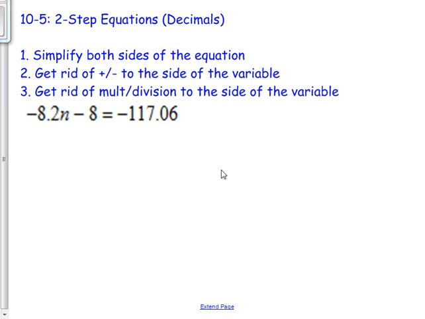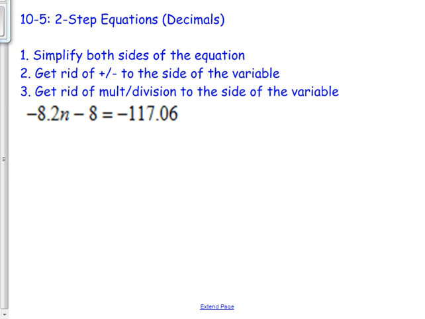So in today's lesson, we're going to be working with two-step equations, including decimals. So again, step one, simplify both sides of the equation. Then we're going to do order of operations backwards. So get rid of addition, subtraction to the side of the variable. Then get rid of multiplication, division to the side of the variable. Then if we continue this list, we would get rid of any exponents to the side of the variable, and then any parentheses to the side of the variable, including our invisible parentheses.